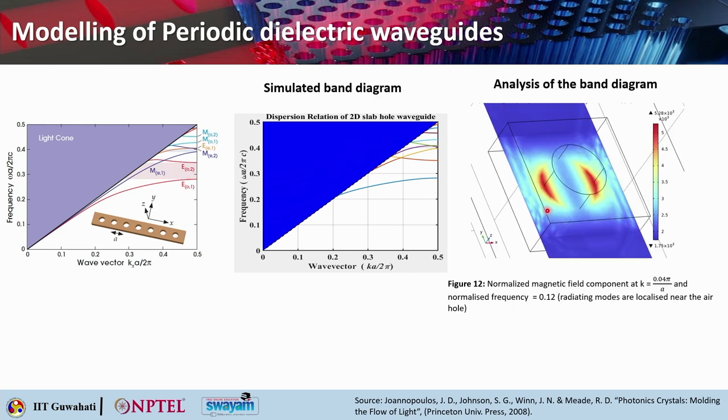So, here again you can do the same kind of mode analysis of the band diagram. You can look for a particular k value or wave vector value and a normalized frequency value. So, if you consider again k equals 0.04 pi by a, very close to this one, and a normalized frequency of 0.12, you are basically looking for radiating modes. You can see that from the field diagram itself. And if you want to locate something in the guided modes, you have to choose that k value and the normalized frequency and plot this diagram again. You will be able to see the field localization in the case of guided modes.